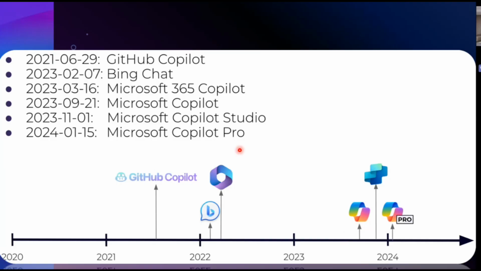So this is how the integration happened. In 2020 this was proposed, and in June 2021 GitHub Copilot was introduced, where they slightly started using the AI, and then gradually they started moving toward more integration with Bing. Then in 2023 they launched Microsoft 365 with Copilot. And in September, Microsoft Copilot was launched as an independent entity, integrated with all modern tools and technologies. Then they launched Microsoft Copilot Studio.